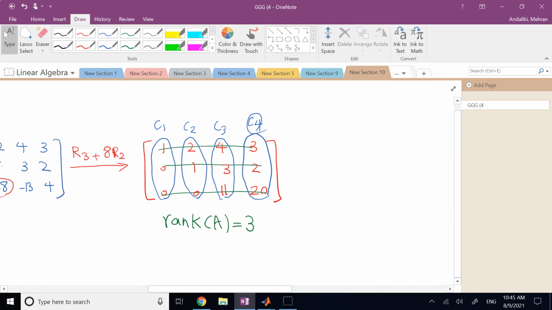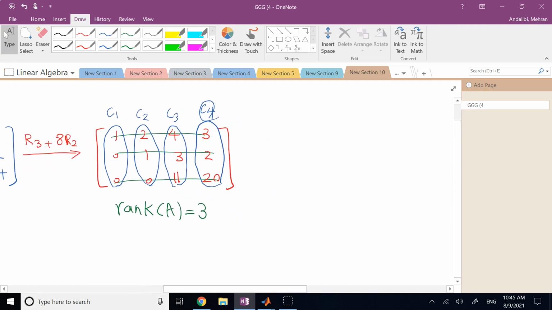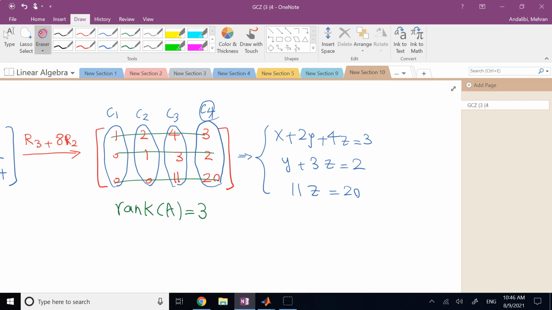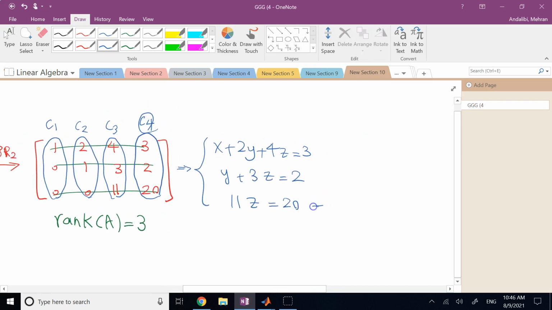And you might say, well, how can that be? Well, the coefficients are not hard. All you need is to solve the system of equations here. If you solve, it will give you x plus 2y plus 4z equals 3, and then y plus 3z equals 2, and 11z equals 20. And these x, y, z are the linear coefficients that you need to combine C1, C2, C3 to get C4. And it's not hard, right?